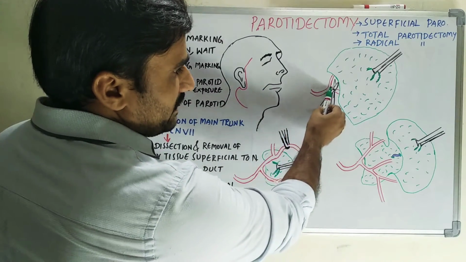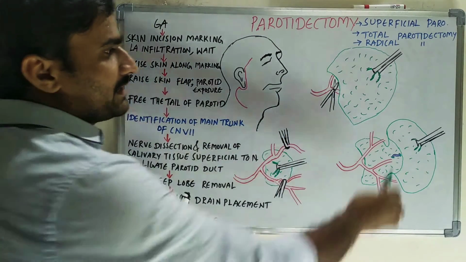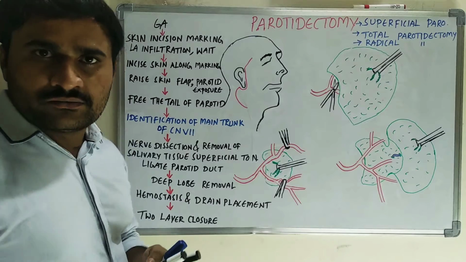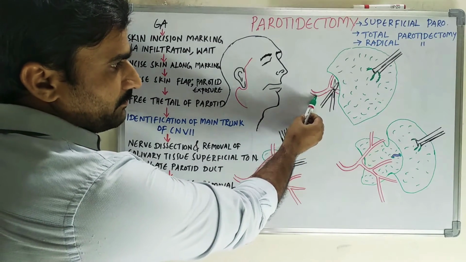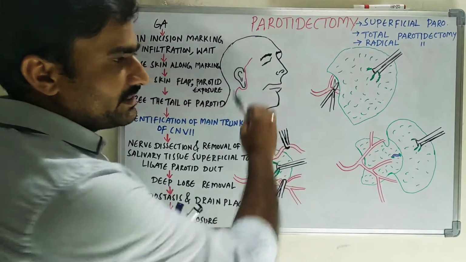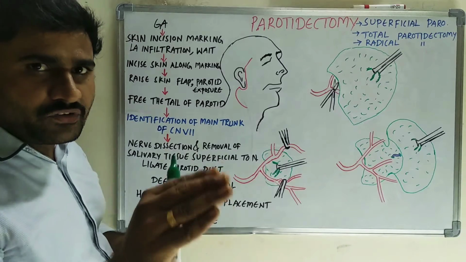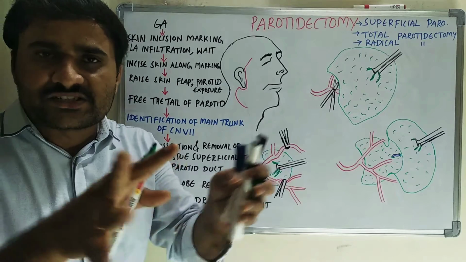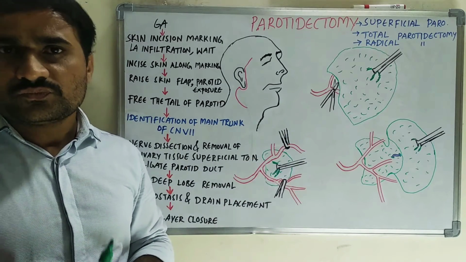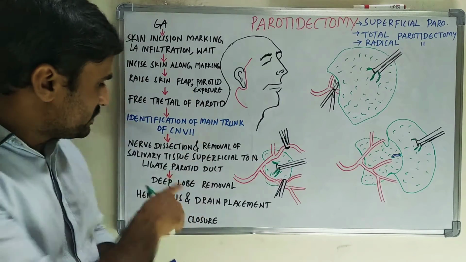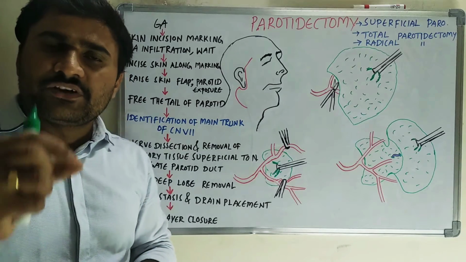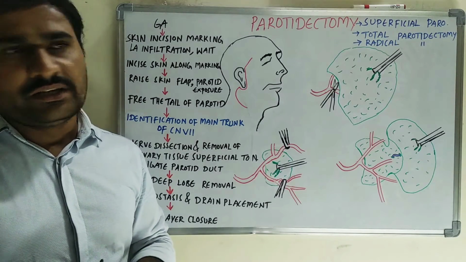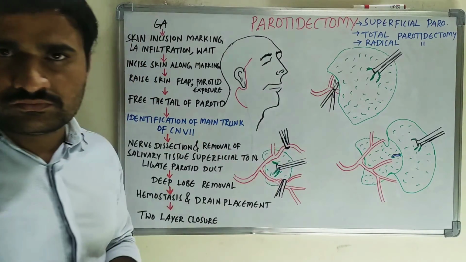Based on those landmarks, first we identify the main trunk of the facial nerve. The red colored one is the facial nerve and the green colored one is the parotid gland. So this is the main trunk of the facial nerve. We have to identify that, and after identifying, you have to dissect it and its branches. Dissection should be done to identify all the branches, in the plane of the facial nerve.